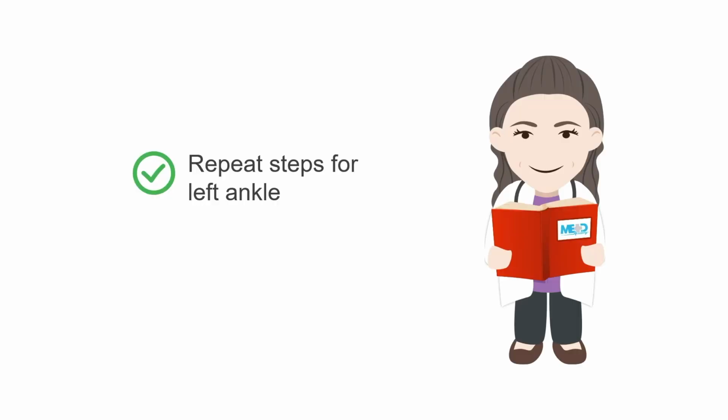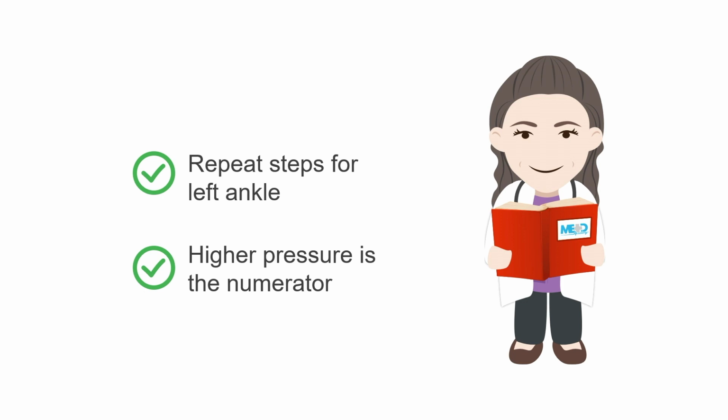Repeat the exact steps to obtain blood pressure and listen to the Doppler for the left ankle. In the interest of ergonomics, try using your left hand to hold the Doppler when obtaining the left PTA data. The higher of the left DPA and PTA pressures is the numerator for the left ABI equation.